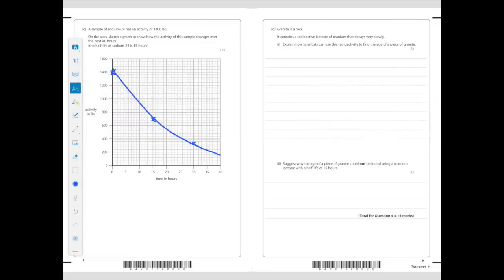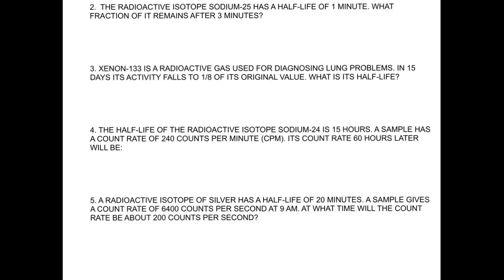Suggest why the age of a piece of granite could not be found using a uranium isotope with a half-life of 15 hours. And that's obvious because the half-life is too short. 15 hours has meant that the decay has occurred far too quickly, and so the activity now would be far too small to measure. Sodium-25 has a half-life of 1 minute. What fraction of it remains after 3 minutes?